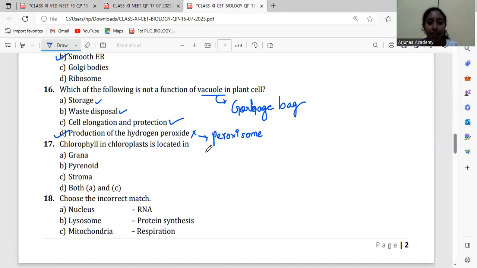17th question. Chlorophyll in chloroplast is located in. So we know this chloroplast structure. It has two membranes, outer membrane and inner membrane. Inside we have thylakoids stacked to form grana, and they are attached by stroma lamellae. So exactly where will this chlorophyll be? This chlorophyll will be present on the membrane of thylakoids.